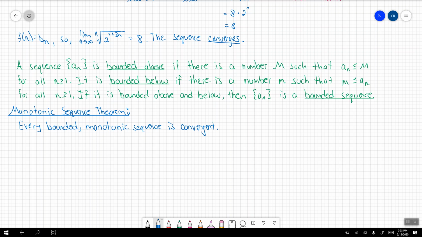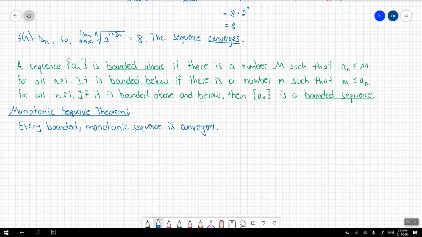Now, this is huge. The reason why this is huge is because this uses the whole concept of a sequence being monotonic. You're going to have this monotonic sequence, which is either increasing or decreasing, whatever it may be, and if that sequence is bounded, then it must be convergent. That is unique there.